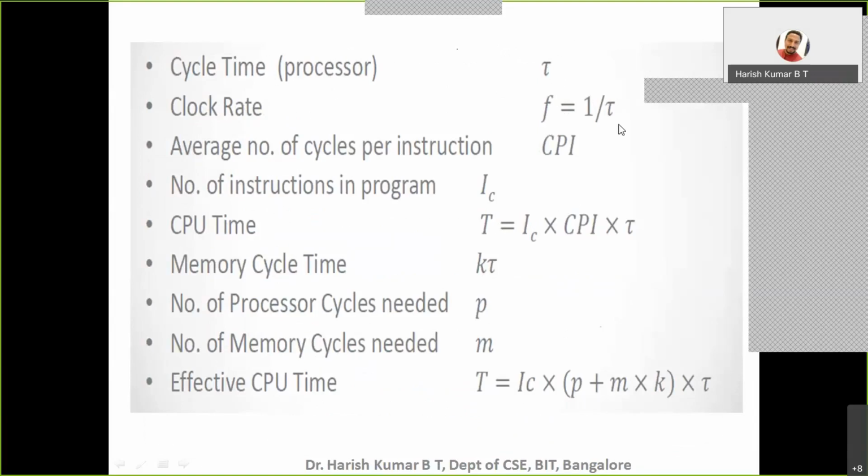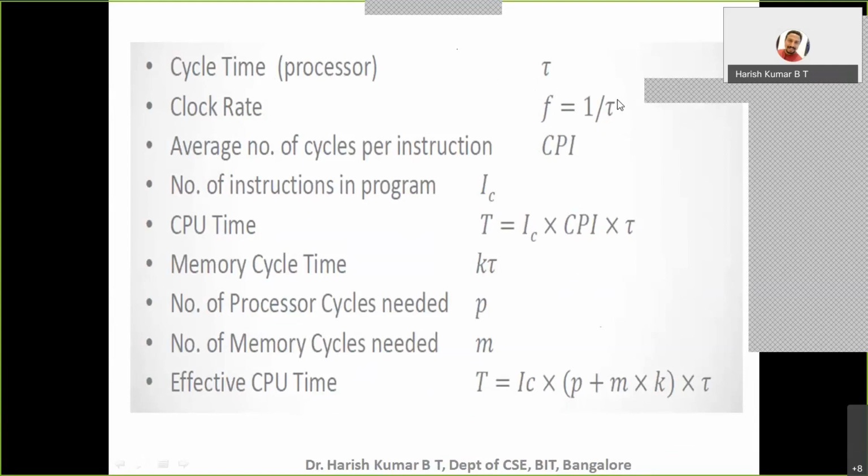F is equal to 1 by tau. Now, what will happen? If tau decreases, the time taken by the quartz crystal to perform one oscillation decreases, what will happen to the clock rate? Increases. That is the inverse relation. If one decreases, the other one will increase.